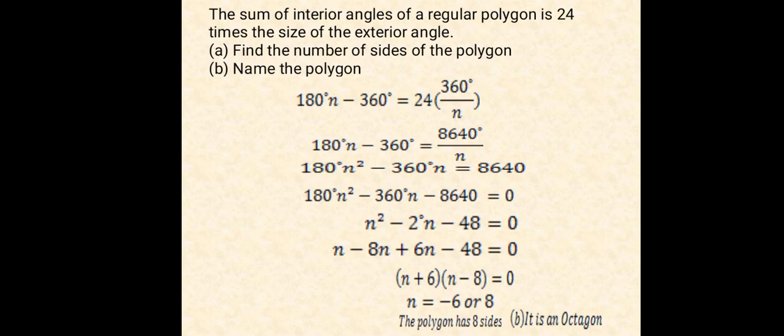The polygon therefore has 8 sides, and an 8-sided polygon is an octagon. It's called an octagon.